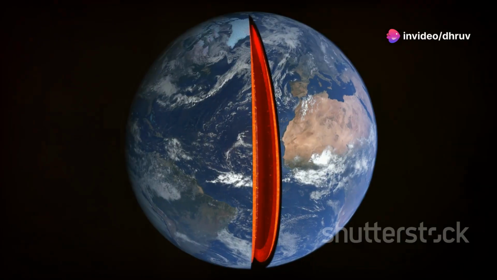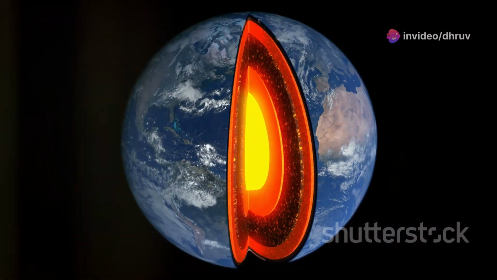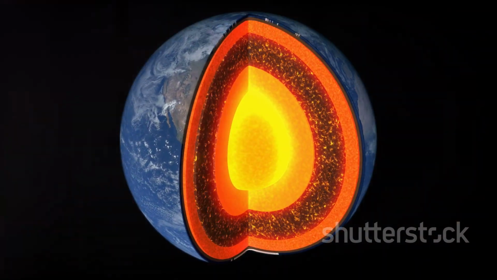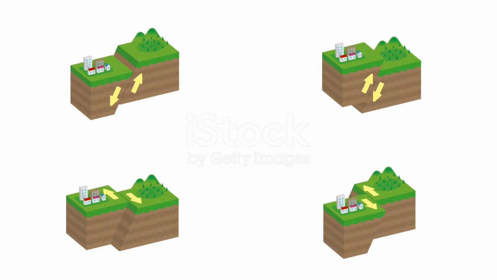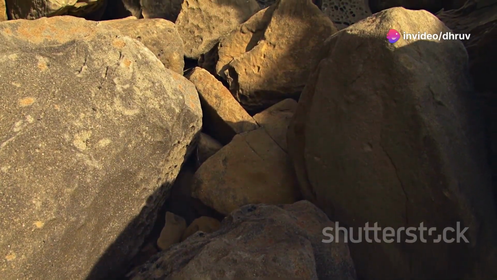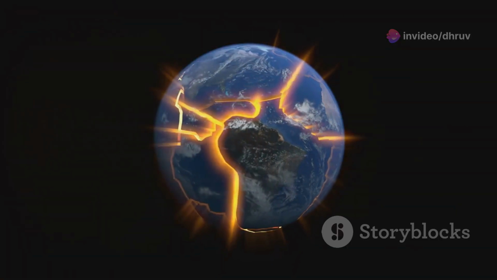There are three main types of faults where earthquakes happen. These are normal faults, reverse faults, and strike-slip faults. Each type of fault moves in a different way. In a normal fault, the Earth's crust is pulled apart. One block of rock moves down relative to the other. This type of fault is common where plates are moving away from each other. It creates valleys and cliffs.